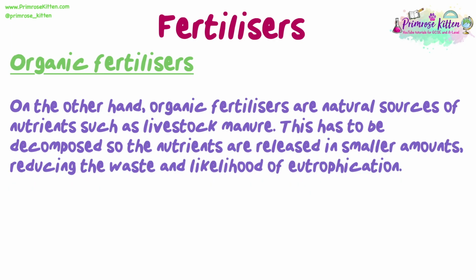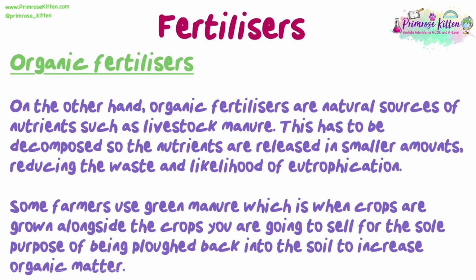On the other hand, organic fertilisers are natural sources of nutrients, such as livestock manure. This has to be decomposed, so the nutrients are released in smaller amounts, reducing the waste and likelihood of eutrophication. Some farmers use green manure, which is when crops are grown alongside the crops you are going to sell, for the sole purpose of being ploughed back into the soil to increase the organic matter.